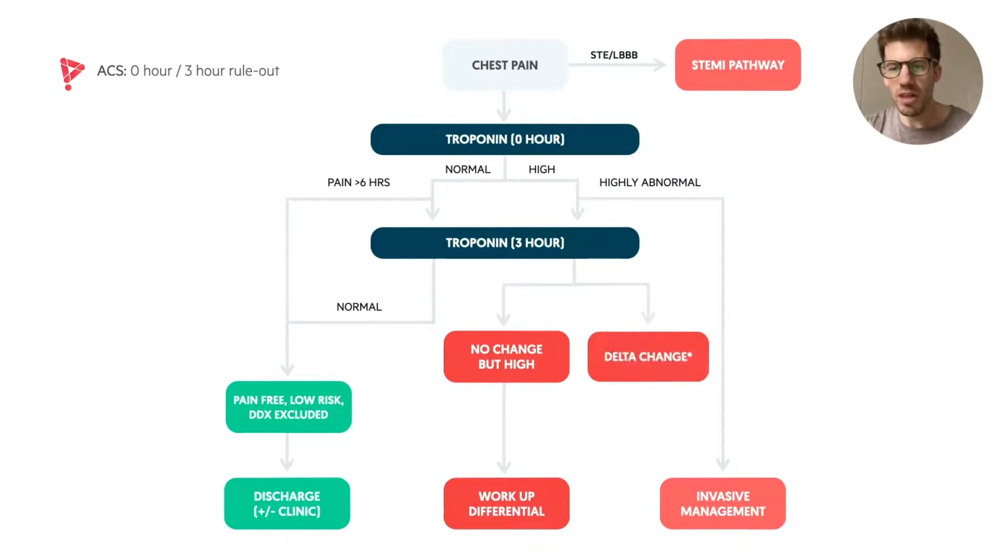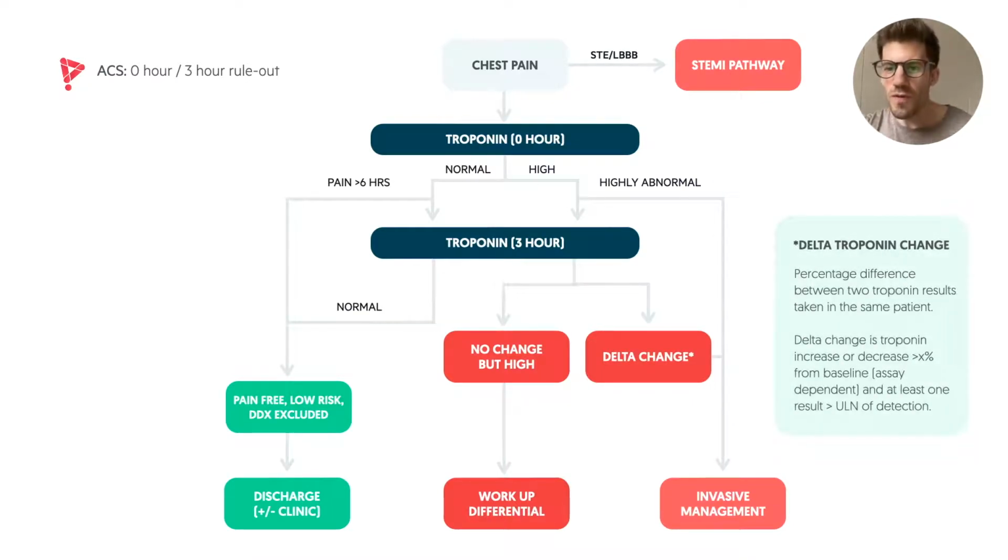If the first troponin is elevated, and then on the second troponin we see a delta change, this is suggestive of acute coronary syndrome, and we need to treat it appropriately. So a delta change refers to the percentage difference between two troponin results taken in the same patient. A delta change is a troponin increase or decrease by a certain percentage, which depends on the assay, from baseline, and at least one result is greater than the upper limit of normal. It is this delta change which is central to lots of diagnostic pathways in the emergency department for ruling in or ruling out acute coronary syndrome.